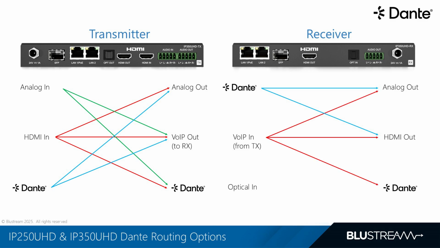And when it comes to audio routing at the receiver, the IP350 gives you total flexibility to tailor the experiences for every zone. Let's look at what happens to the HDMI embedded audio that arrives with the video signal. So one, you can break it out via analog, so you can route that audio to the 5-pin Phoenix connector, feeding local audio systems like, again, amplifiers, ceiling speakers, or soundbars. 2, you can deliver it straight to the display. The embedded audio travels with the HDMI video output as expected, ensuring simple AV playback at the endpoint.